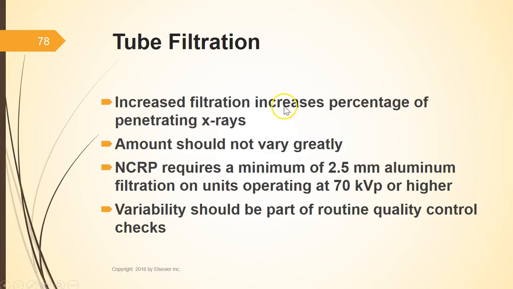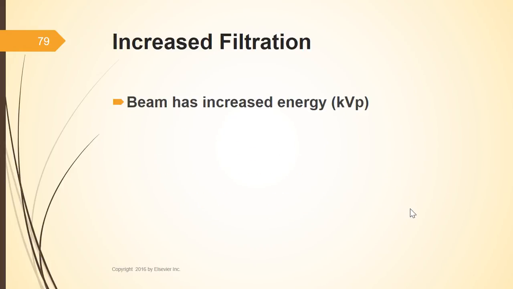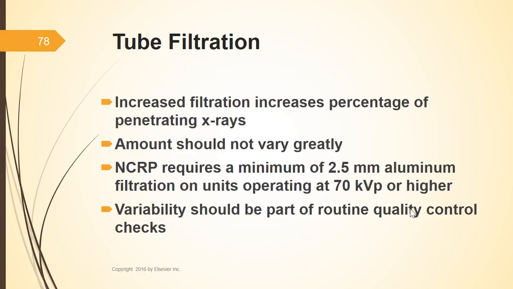So, know this right here, NCRP requires a minimum of 2.5 millimeters of aluminum on units operating at 70 kV or higher. Now, here's something that's even more important. We can increase filtration. Now, I'm not going over decreasing it because you can't. What does this say? You have to have a minimum of 2.5 millimeters. You cannot go less than that.